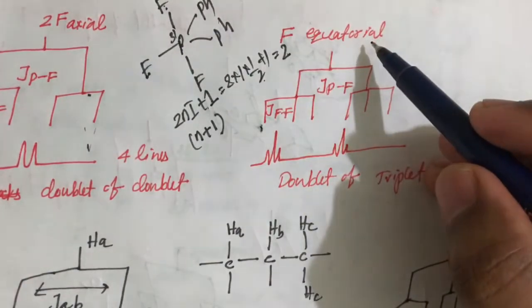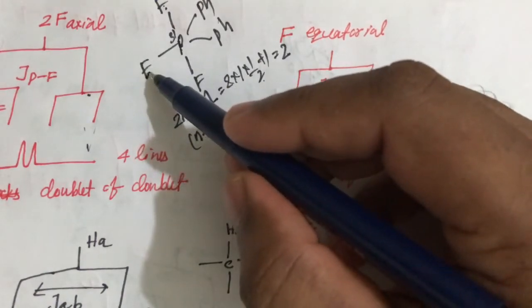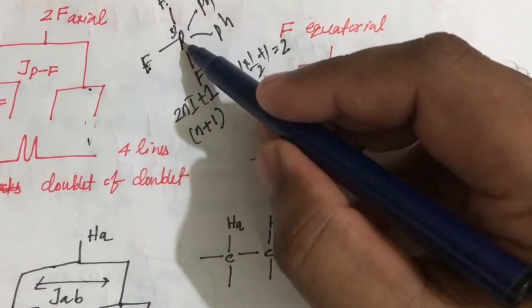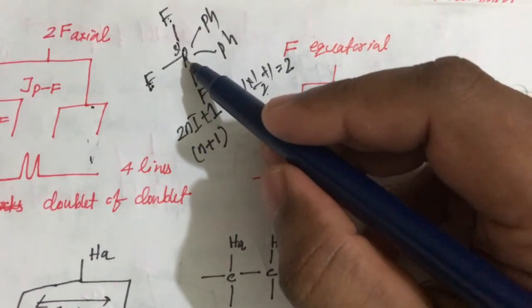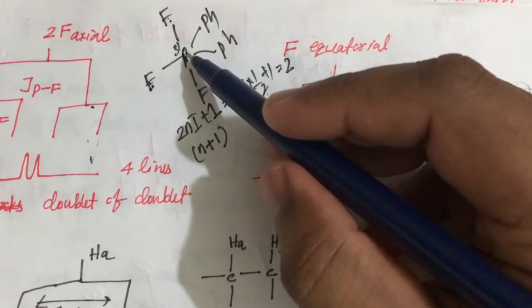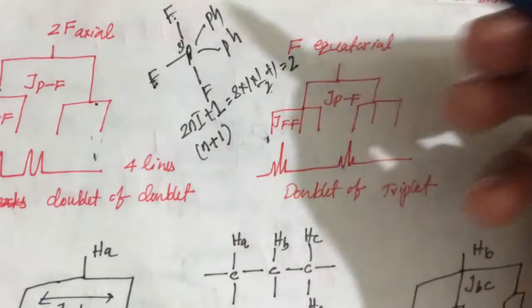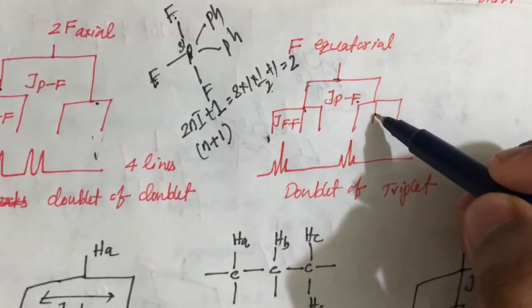This is our fluorine equatorial. So here we can have 1 fluorine equatorial. First, this fluorine equatorial is coupled with this phosphorus. As we mentioned earlier, phosphorus having I value half, then N plus 1, so it will split into 2. Okay, so JPF split into 2, right?